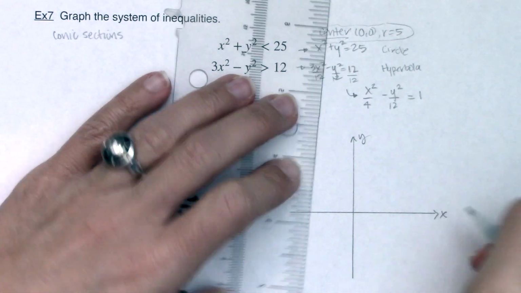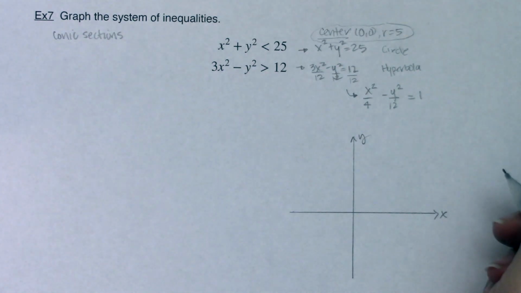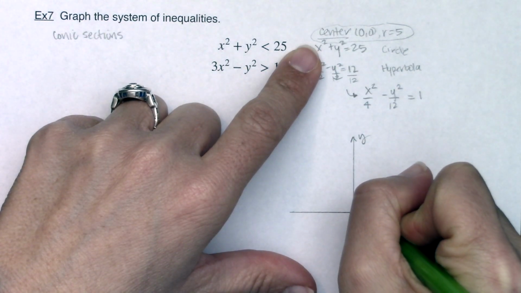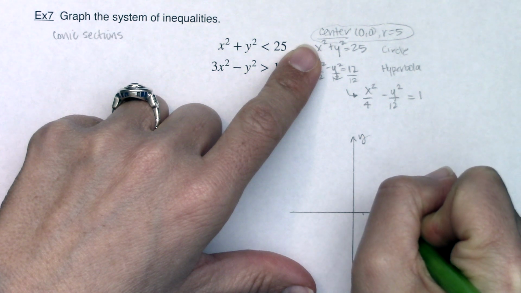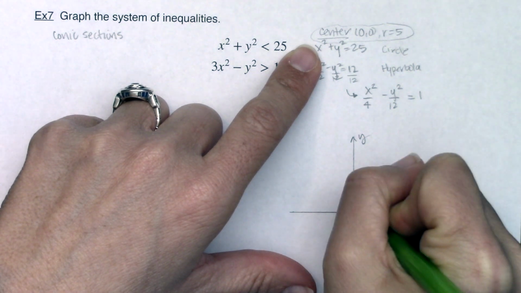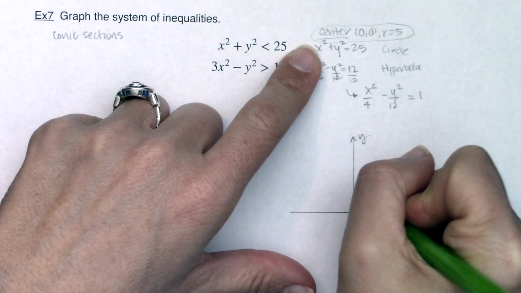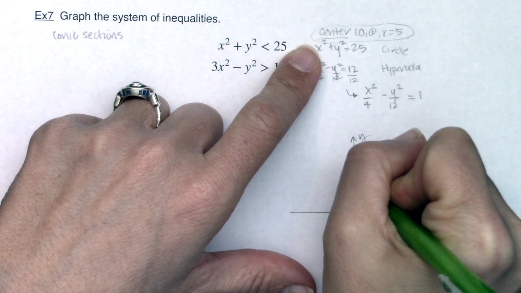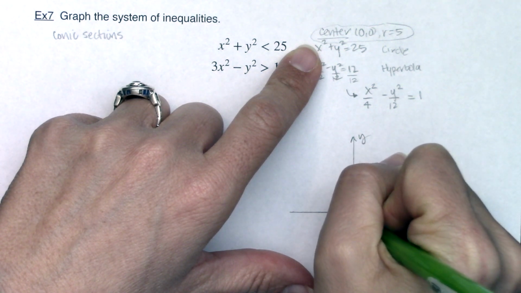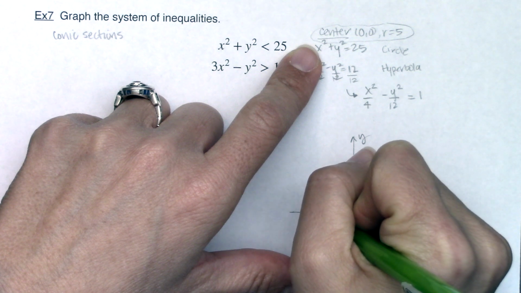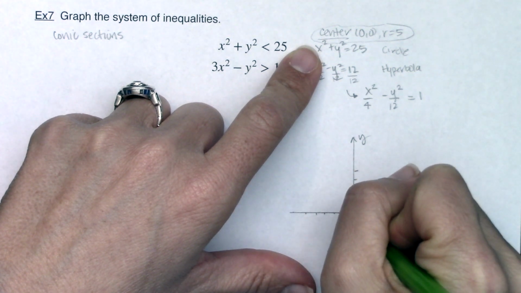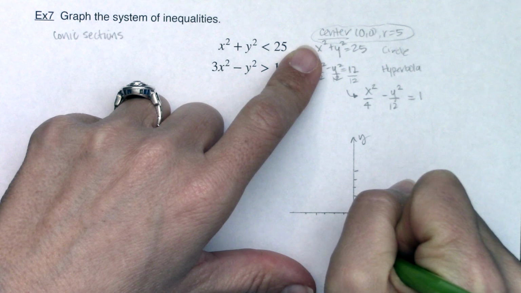Okay, so let's start to piece this apart. Let me go 5 units in either direction. 1, 2, 3, 4, 5. This is the easy part.